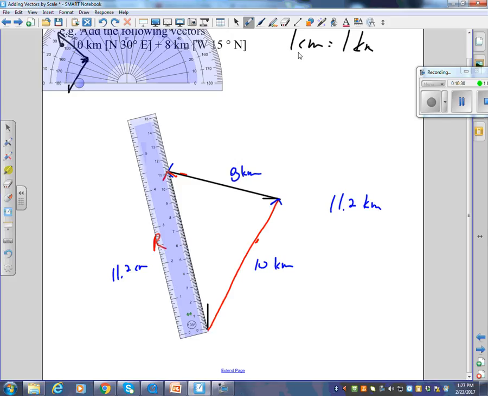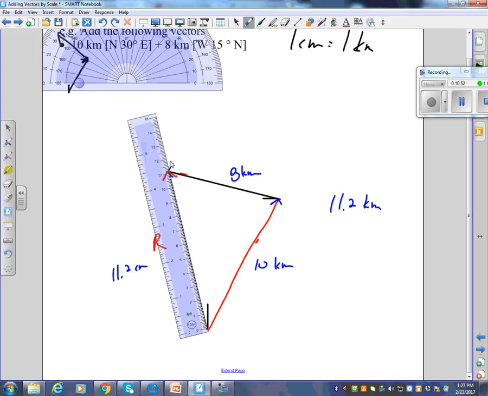I measured that with a ruler, and not a very good one. So in this case, you're probably plus or minus 5 millimeters, because mine isn't exact.